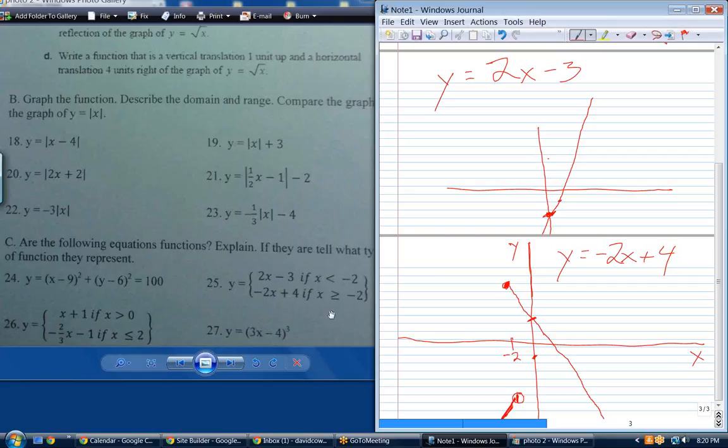And the way you graph these piecewise functions is graph it without the restriction. Let me do that. If I were to graph this without the restriction on either function, it would look like this. Right? If I were to just graph both functions.